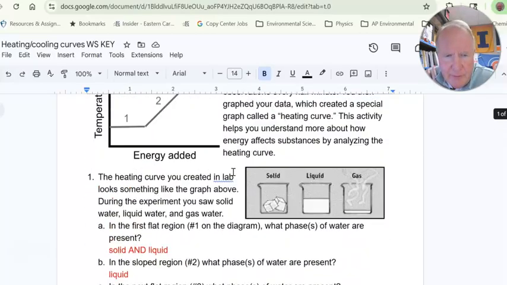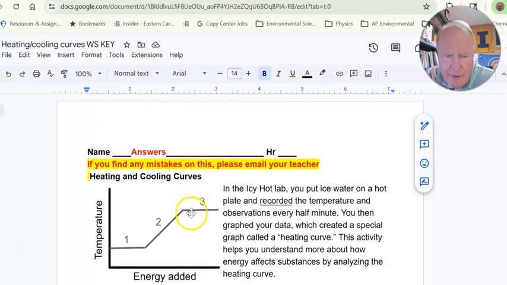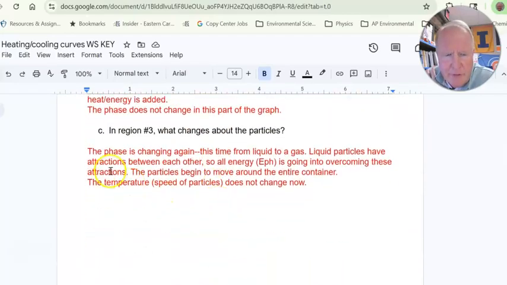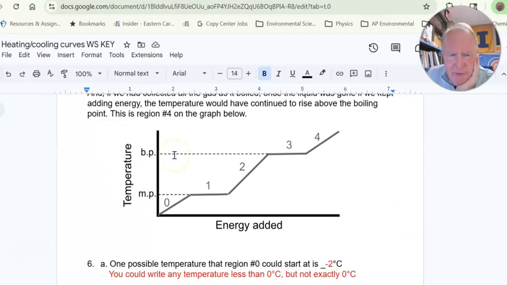Now when we're in area 3 right here, we're at the same temperature, so the temperature is not going to change. We're going to start with a liquid, and we're going to end over here with a gas. And so the question just says the phase is changing, so the temperature doesn't change, and we're going to be breaking those bonds, the liquid bonds, into gas.